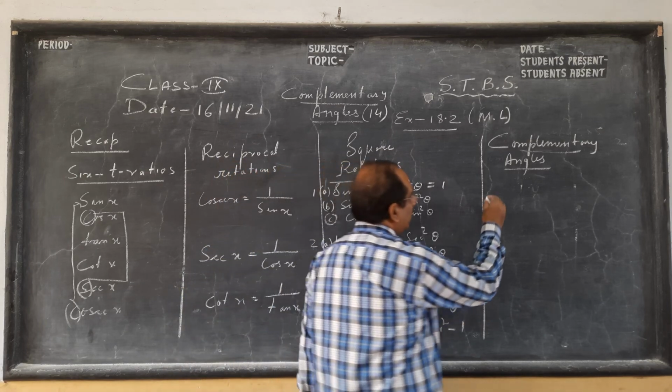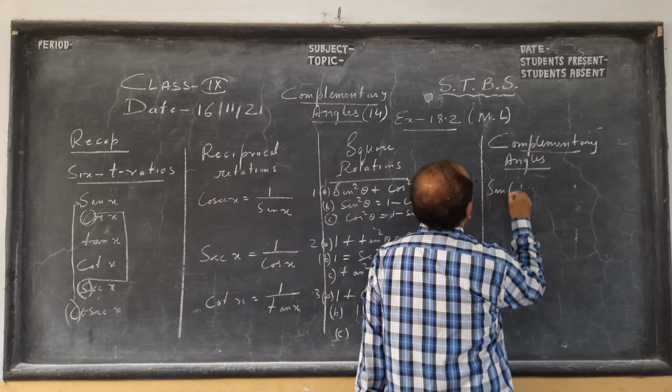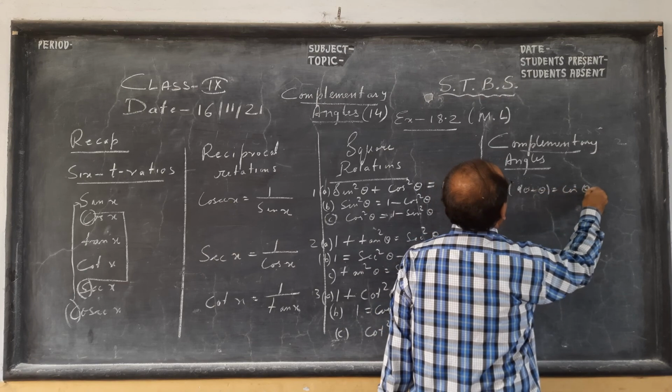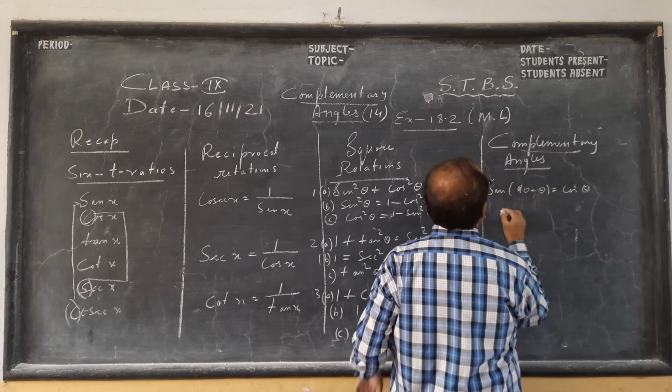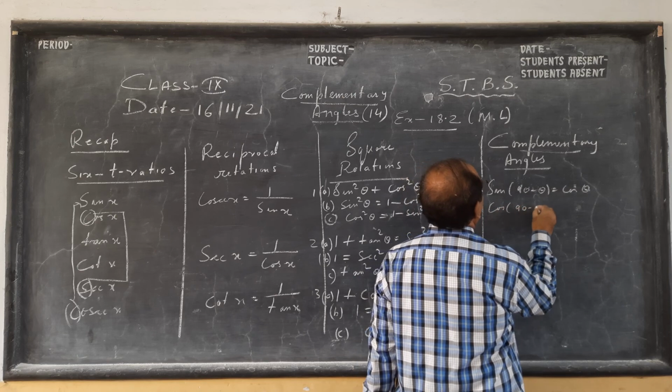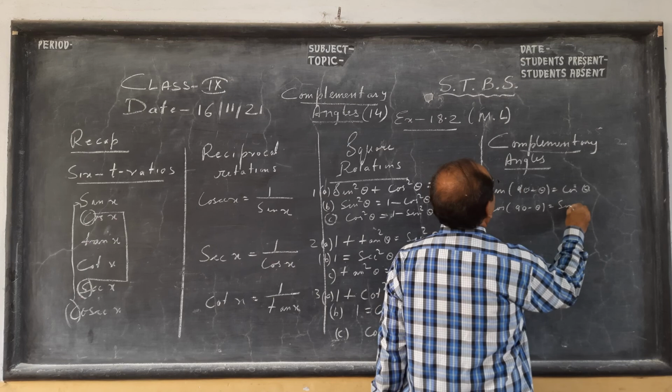And complementary angle, as we are doing: sine 90 minus theta is cos theta. This is what I am doing in part 13, 14, 15 and part 4 and 5. Cos 90 minus theta is sine theta.